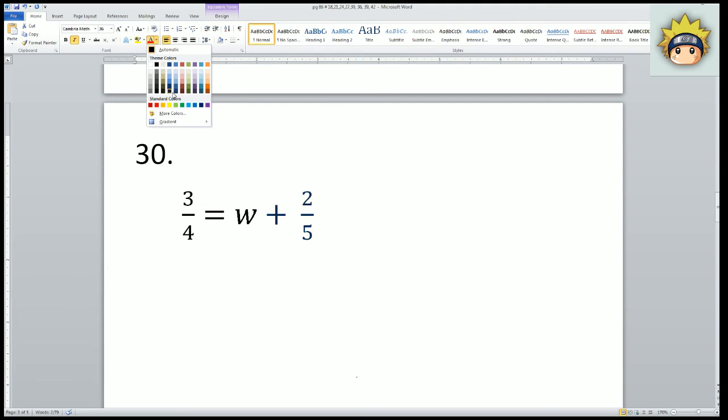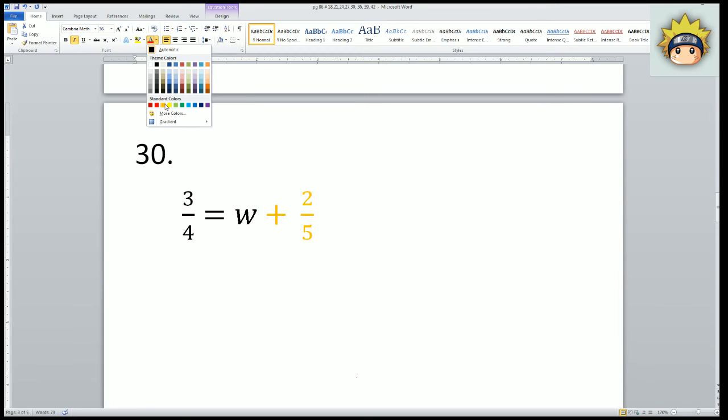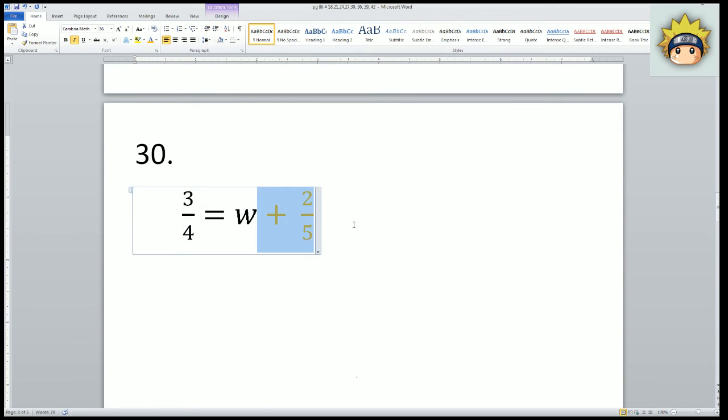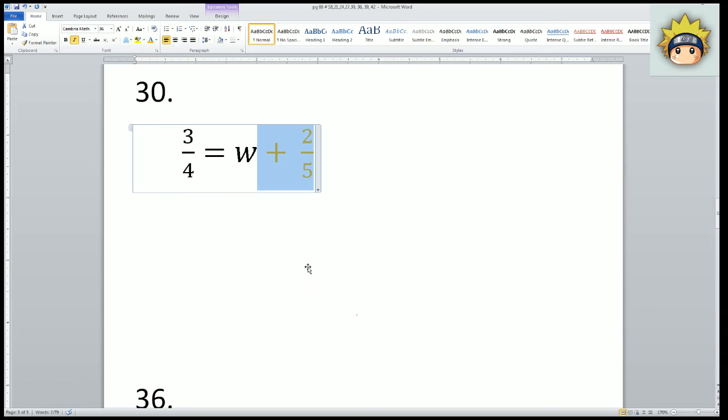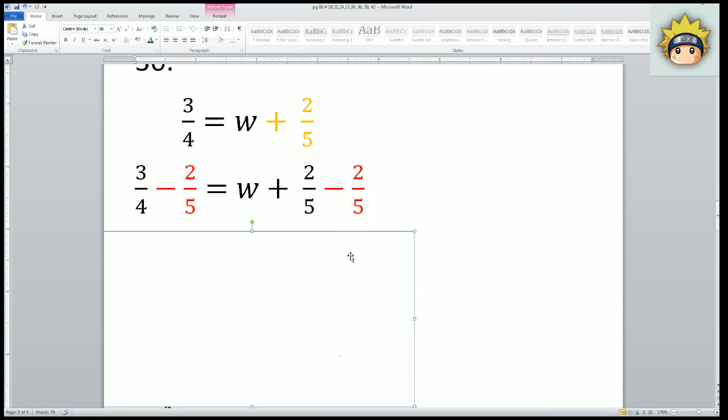This whole plus 2 over 5, right? I could make that orange. It's not divide, it's attached via this plus 2 over 5, right? So I have to think about the inverse of plus 2 over 5, which is subtract 2 over 5, right? Make sure you do that to the left-hand side and also the right-hand side.